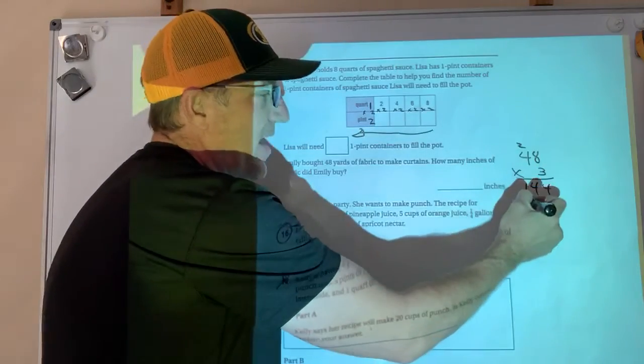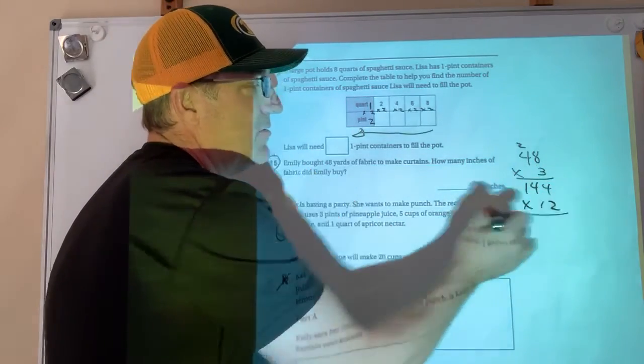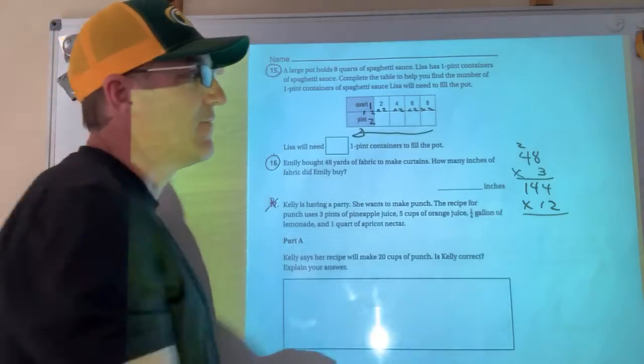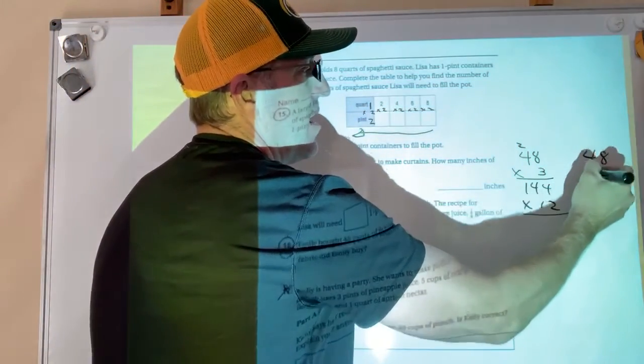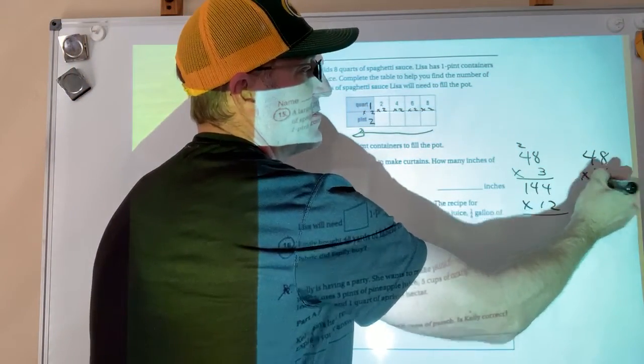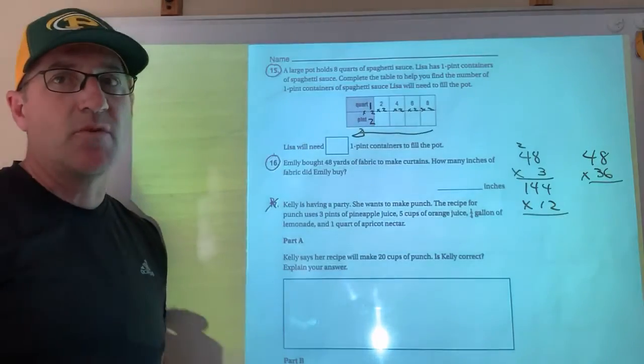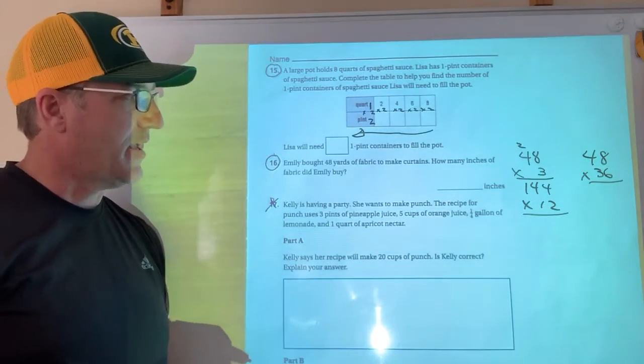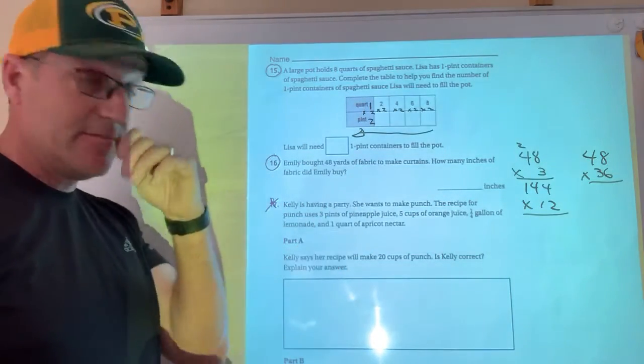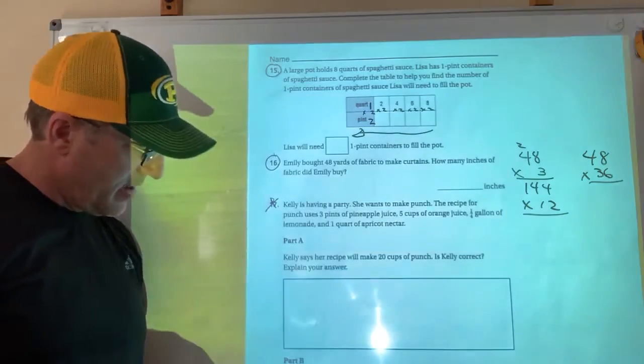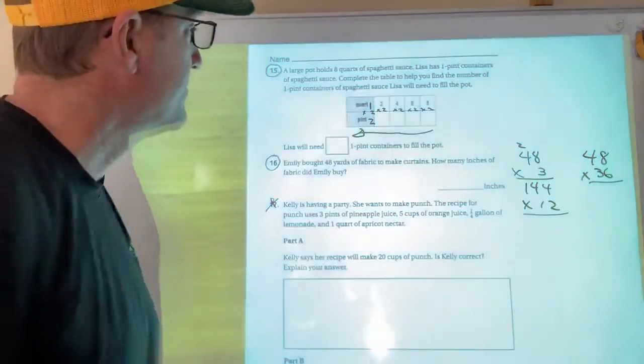Then I would multiply that number by 12. Or you could take your 48 and times it by 36, because multiplying by 3 and multiplying by 12 is the same thing. And then you're going to get your number of inches. It's going to be a lot. All right, I'll turn it over to the back side.